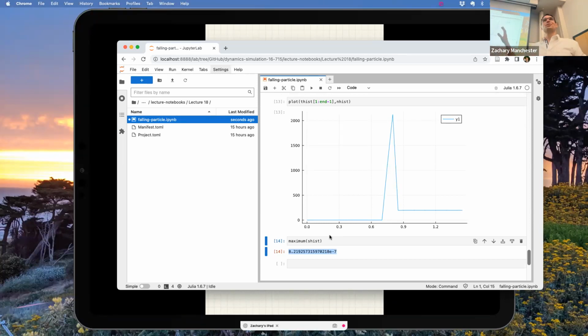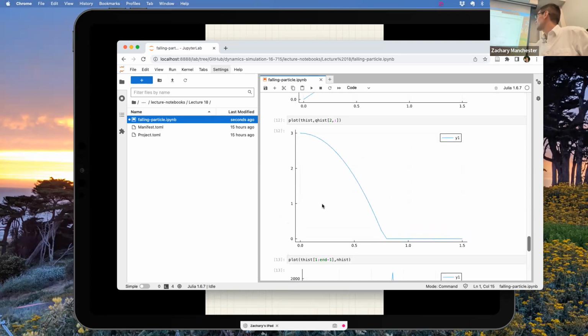I'll post the code. Something like this, but more complicated, is on the homework, right? I made you do a brick in 3D. But otherwise, this is kind of it.